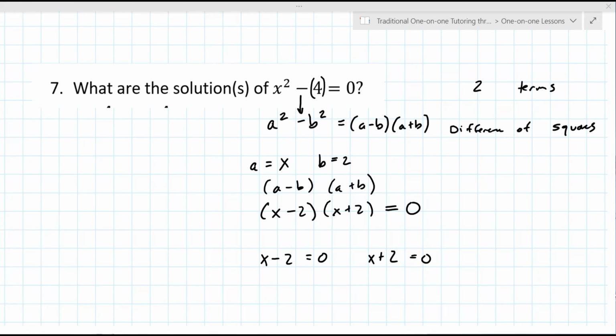x equals minus 2. x equals 2. So x equals 2 and x equals -2. There you go.